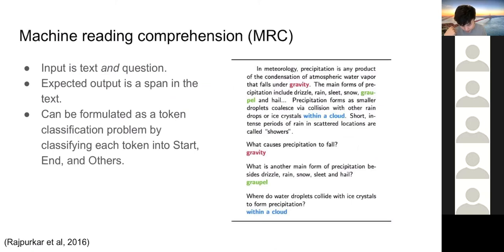I also mentioned that MRC can also be considered a token classification problem, because here the input is text and question, and probably one of the most straightforward ways to consider this is to just concatenate them. Then the input is the text and question concatenated into one sequence, and your expected output will be a span.